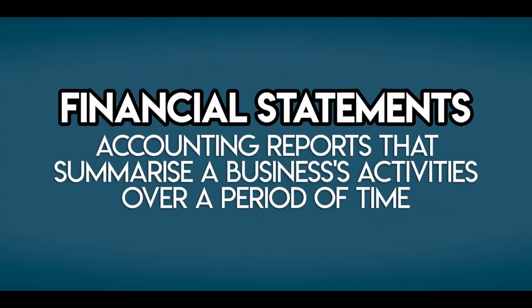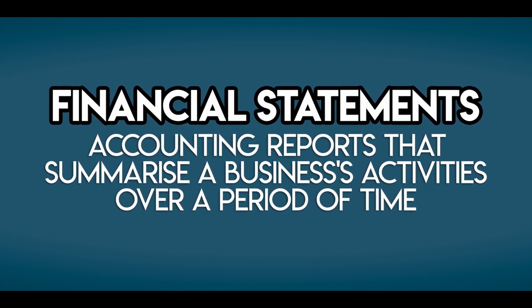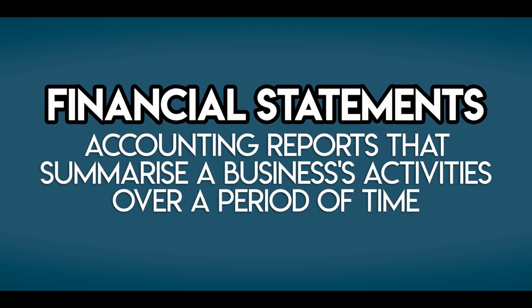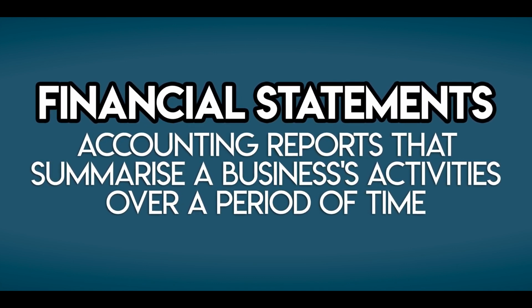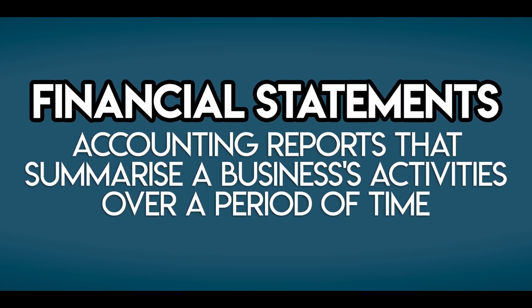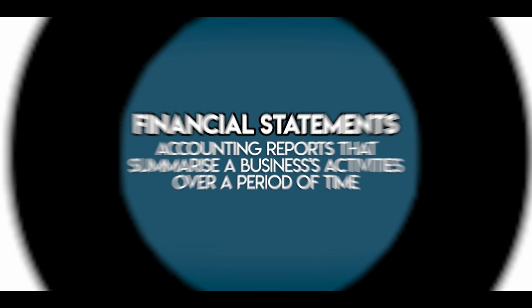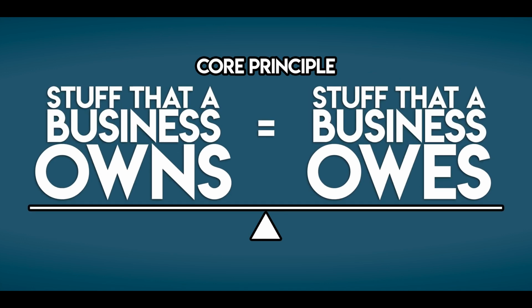Financial statements are accounting reports that summarize a business's activities over a period of time. Essentially, they give the business's investors, lenders, and creditors an idea of its financial health. But how do they work exactly? It all boils down to one basic principle. The stuff that a business owns is equal to the stuff that a business owes. Seriously, that's all there is to it.